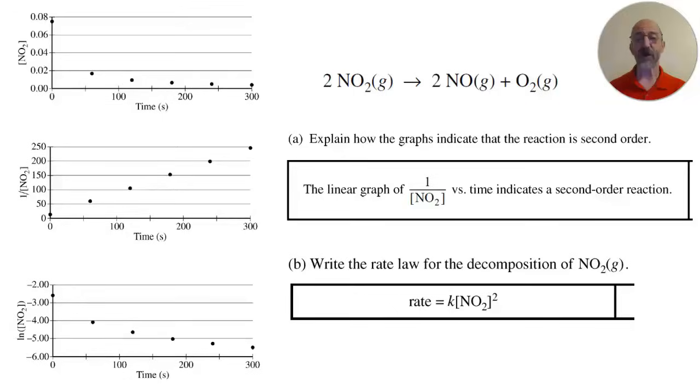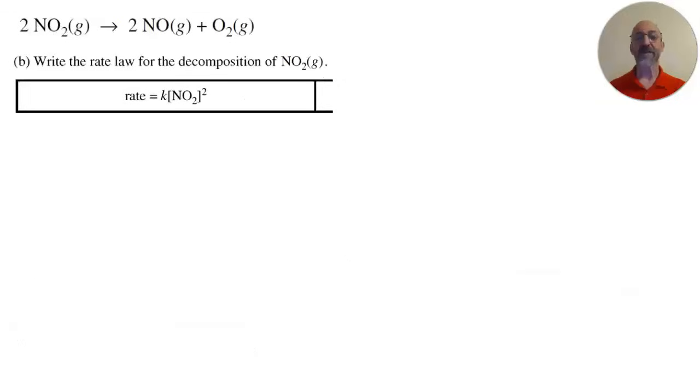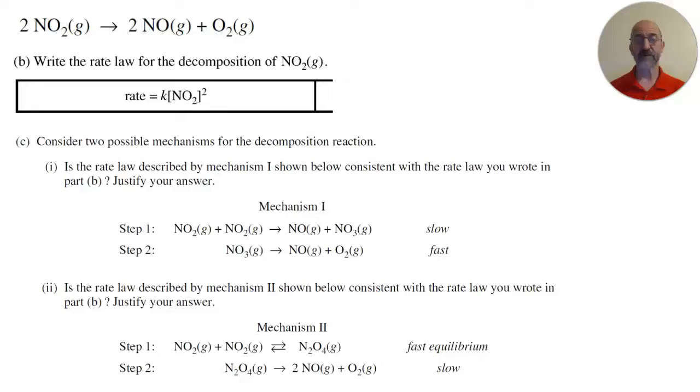But now when we get to part C of this question, it is part C of this question that is very relevant to topic 5.8, reaction mechanism and rate law, and topic 5.9, the pre-equilibrium approximation. So take a look at part C of this question. Part C says, consider 2 possible mechanisms for the decomposition reaction. Now, in each of these mechanisms, the student has to answer the following question, which is the rate law described by this mechanism consistent with the rate law that you wrote in part B?